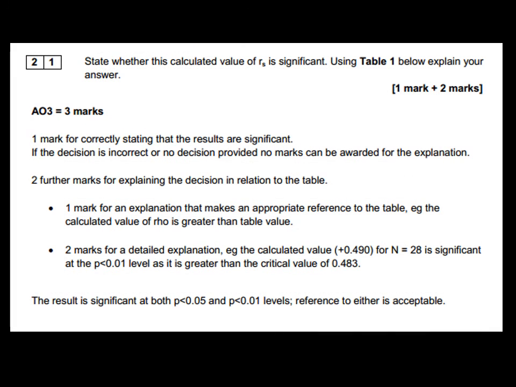In terms of the mark scheme, 21 says state whether the calculated value of rho is significant, using table 1 below to explain your answer. You get 1 mark for correctly stating the result is significant, and then 2 further marks for explaining it in relation to the table. 1 mark for an explanation that makes an appropriate reference to the table, for example, the calculated value is greater than the table value, and then the second mark for a detailed explanation. For example, the calculated value for n equals 28 is significant at the p is less than 0.01 level, as it is greater than the critical value of 0.483.